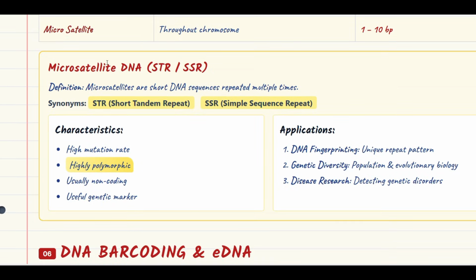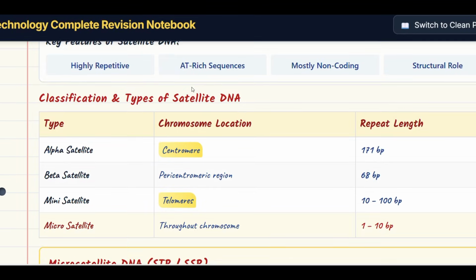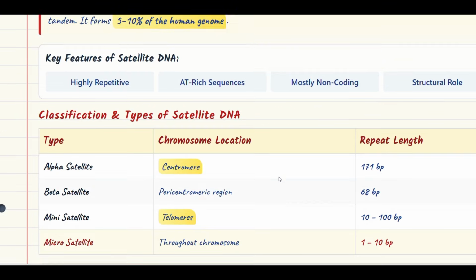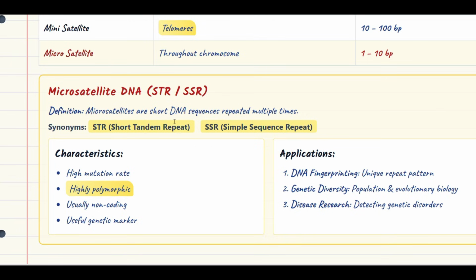You know that. And microsatellite DNA: here micro means small. Just remember micro means small. Microsatellites are short DNA sequences. Short, just remember short DNA sequence. Satellite means a long stretch of repetitive DNA sequence, but here it is a short DNA sequence.